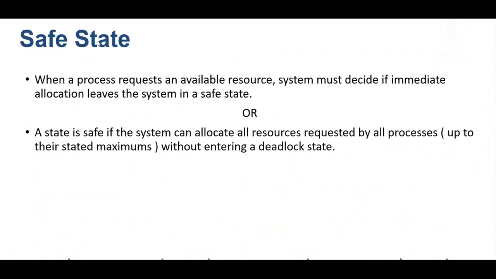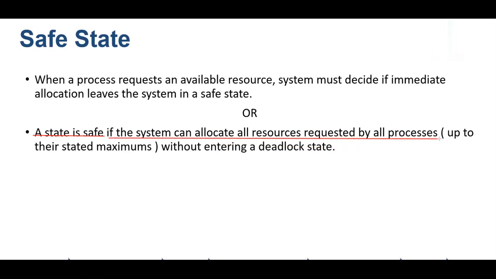As I told you before, our deadlock avoidance algorithms will try to keep the system in the safe state. So what is a safe state? Let's try to understand the safe state. I will first start from the second definition. A state of the system will be considered a safe state if the system can allocate all resources requested by all processes.